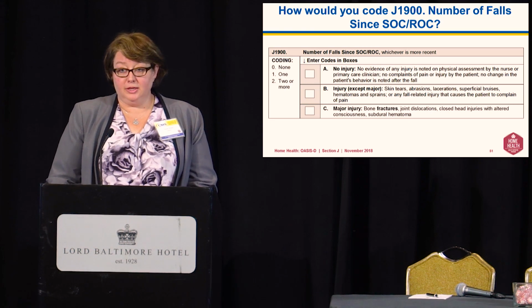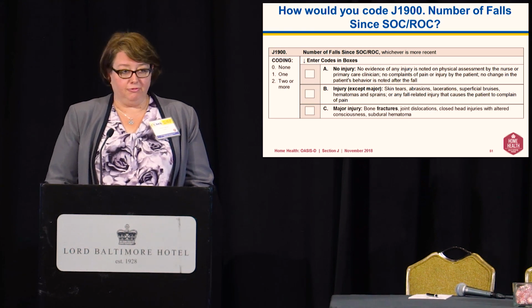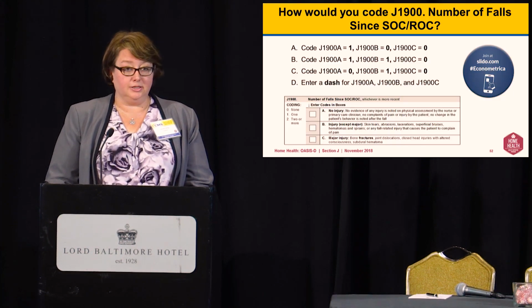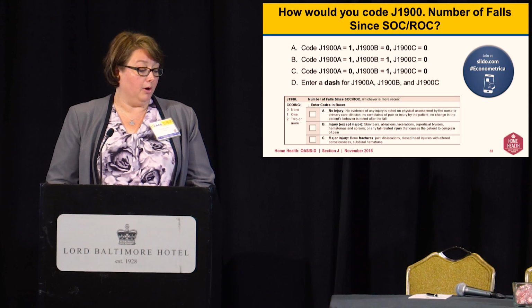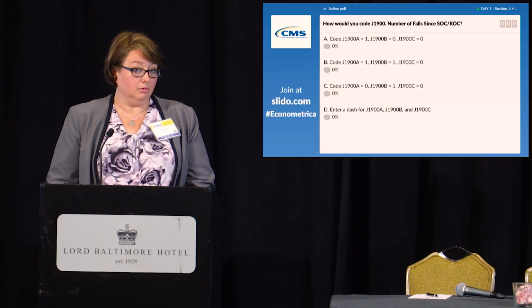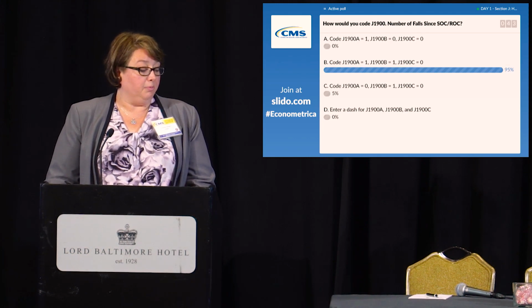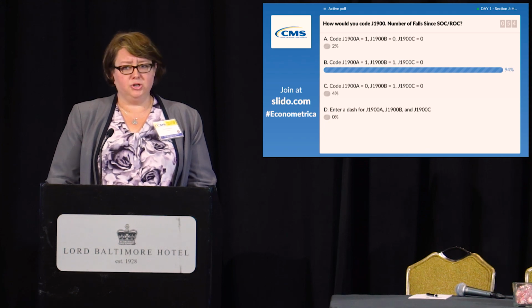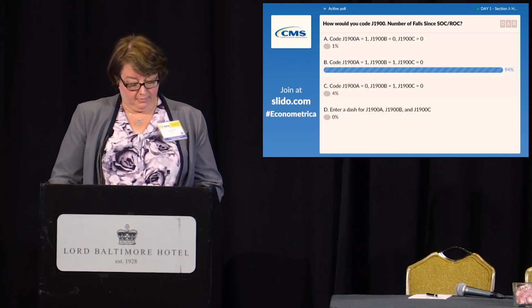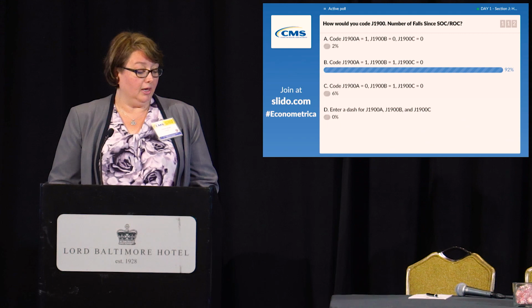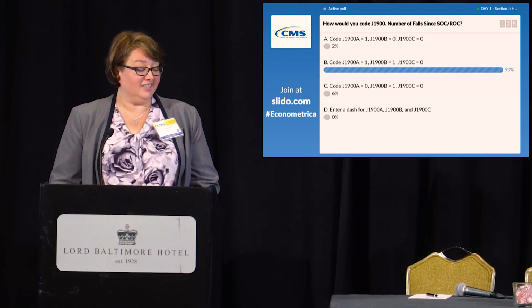Again, a quick look at the item to familiarize yourself with what that looks like. What do we think about the coding of J1900 in this scenario? Is it A1, B0, C0, or A1, B1, C0, or A0, B1, C0? Or would you use a dash for all three? Responses are coming in. Most of everyone is choosing B. We have a few C's in there.